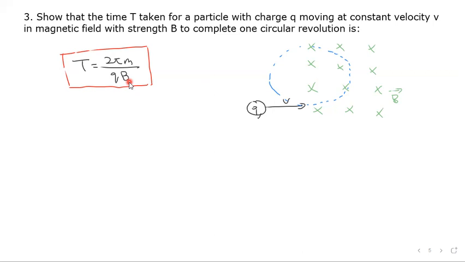Remember, the time taken to go around is basically given by the distance divided by the speed. The distance is a circle, so it's the perimeter, which is 2 pi r. The speed, of course, is just velocity. So it's 2 pi r over v. Now you've got the 2 pi, and you've got the r over v.